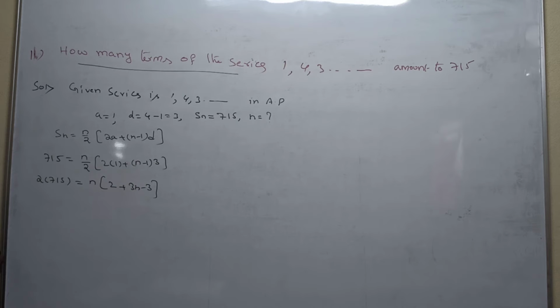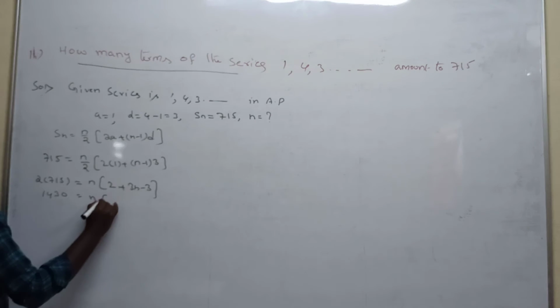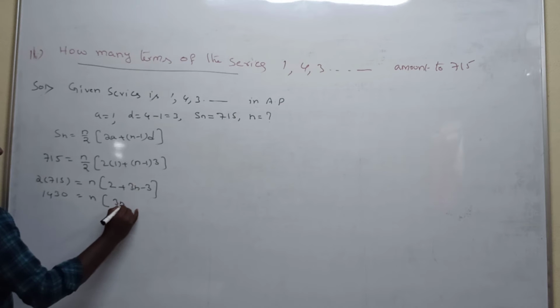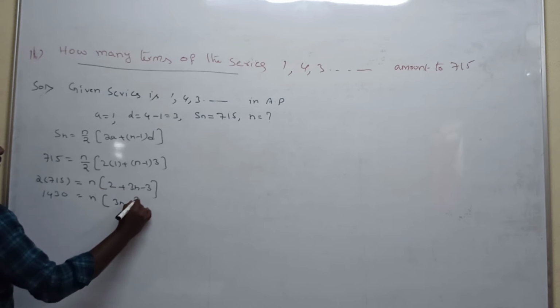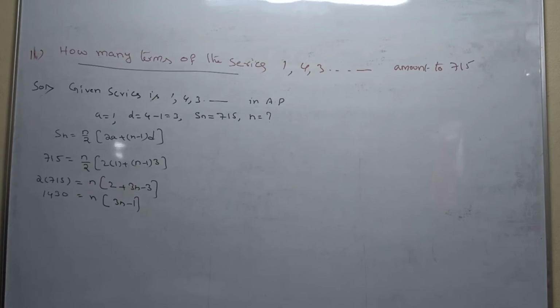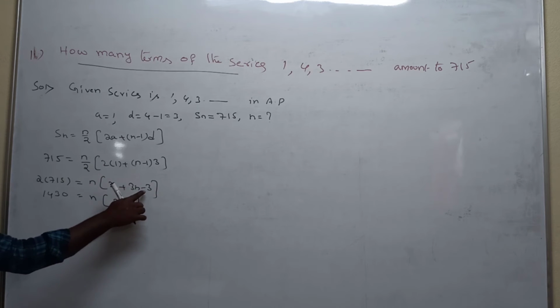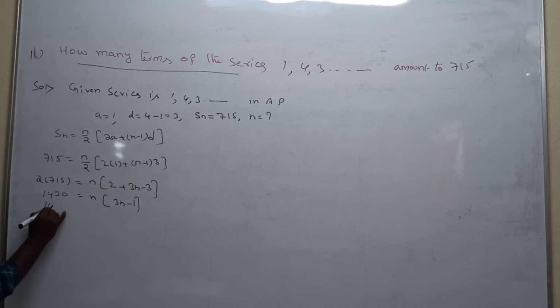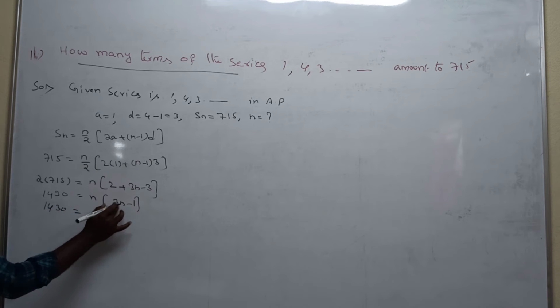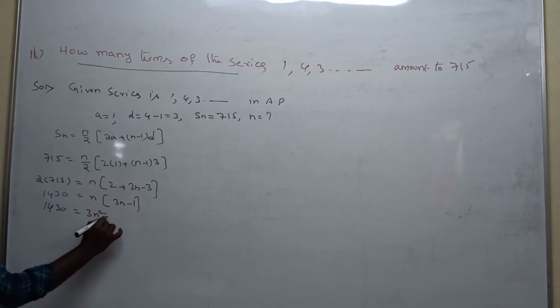2 into 715 is 1430, equal to n into 3n plus 2 minus 3, which is minus 1. Listen once again: 2 into 715 is 1430, equal to n into 3n minus 1. That is 1430 equal to 3n square minus n.